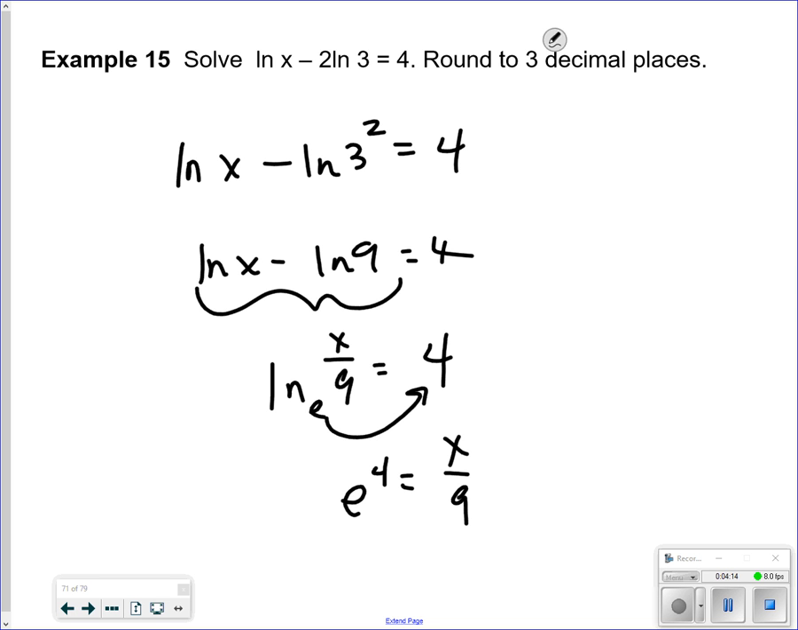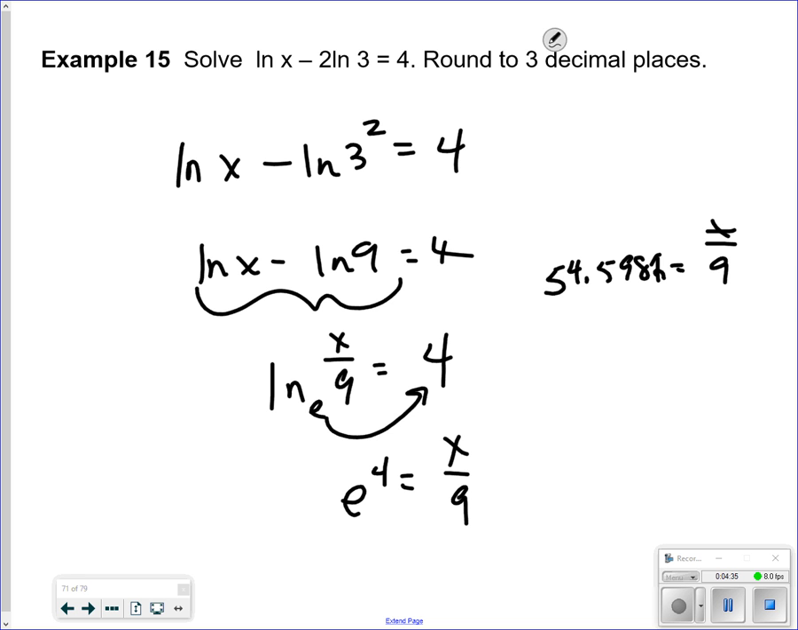Remember, natural logs and logs equal exponents. So on my calculator now, I need e to the 4th power, which is 54.5981, sorry, if you round, equals x over 9.